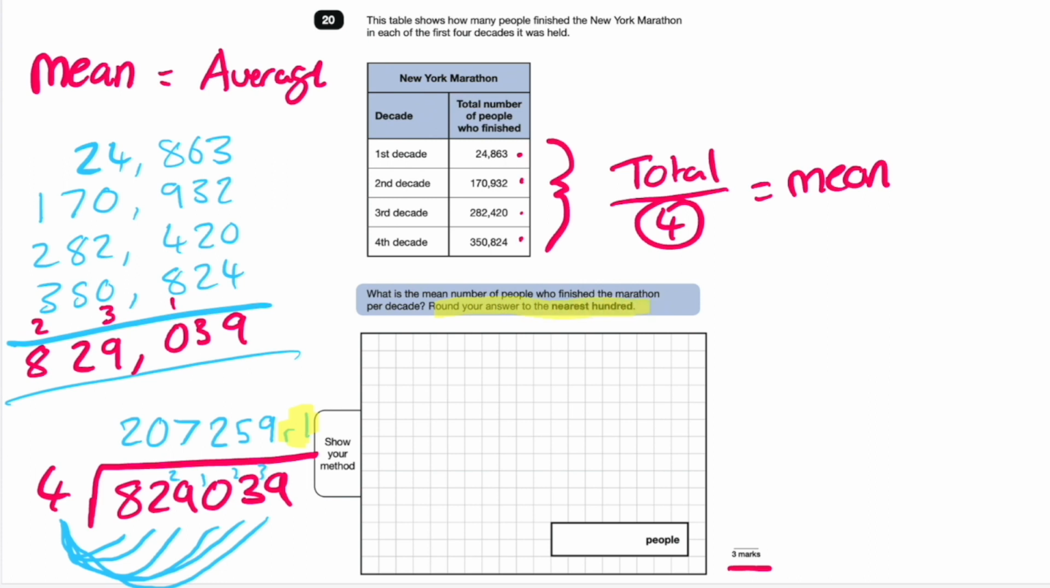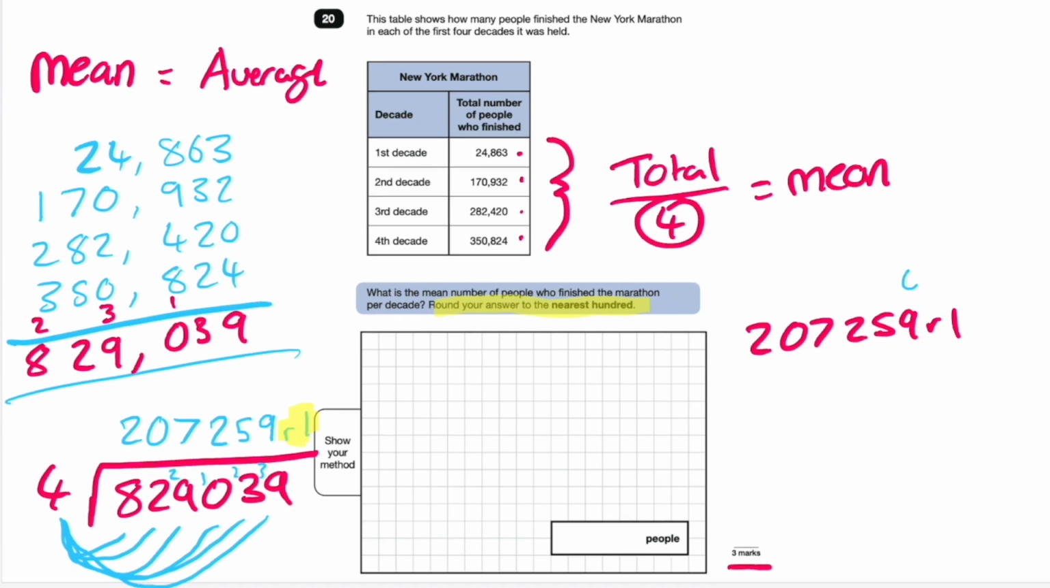So let's put our number over here. So that's the average, but we're rounding it to the nearest 100. So where's my 100 column? Well, I have 1s, 10s, 100s. So this is my 100 column. So I look next door and see the 5 influences this 2 up to a 3.